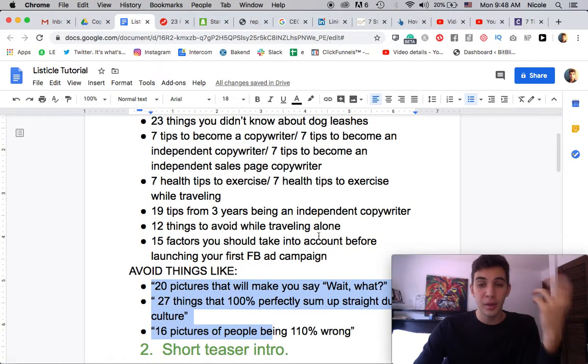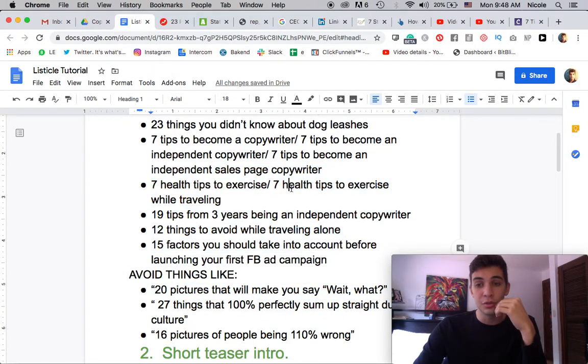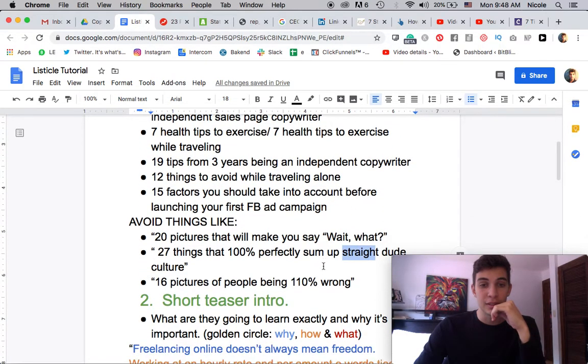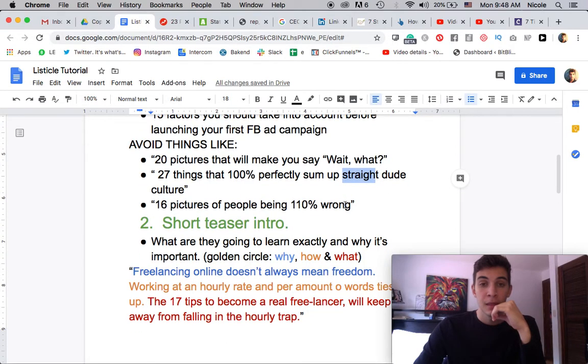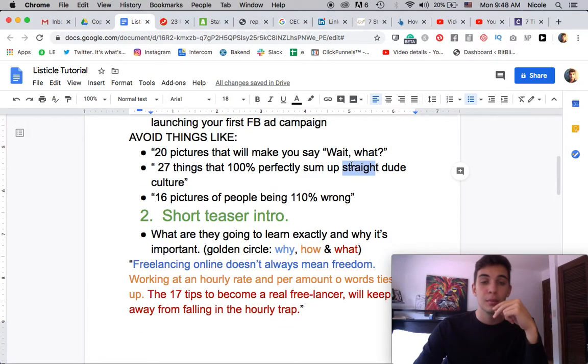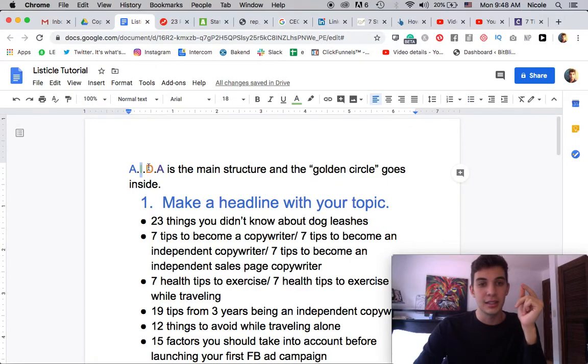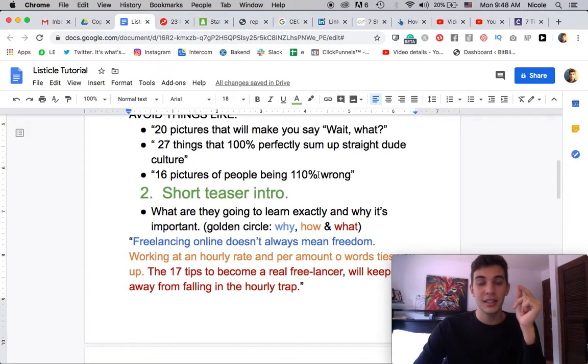Don't overpromise and don't overuse the power words, like these ones that get a lot of attention. Second step, make a short teaser. You see? Get their interest, and make an intro. What are they going to learn exactly, and why is this important?